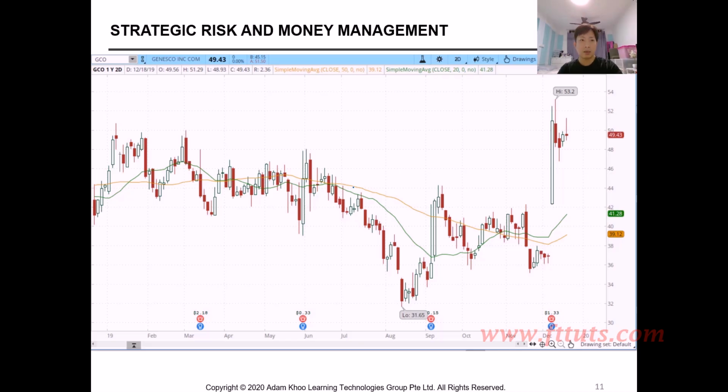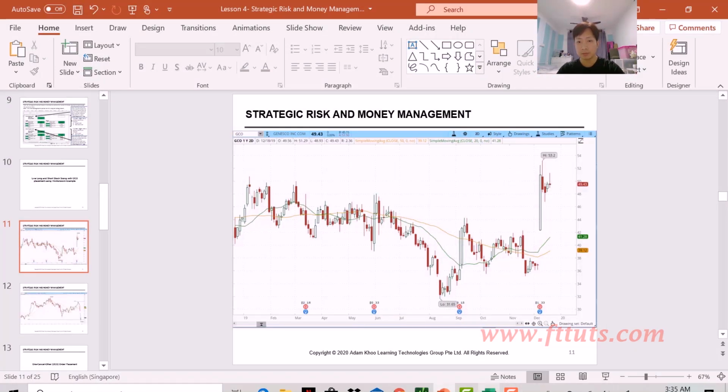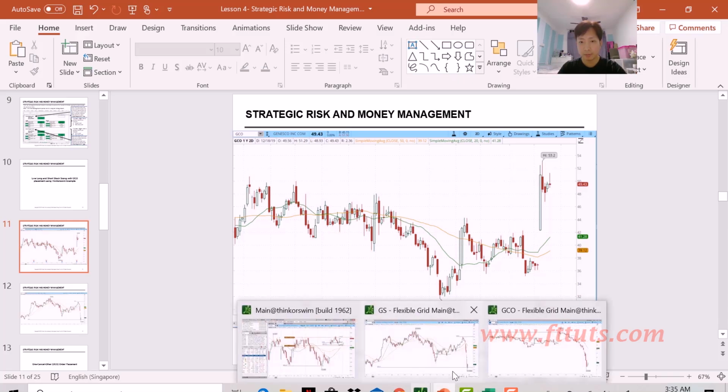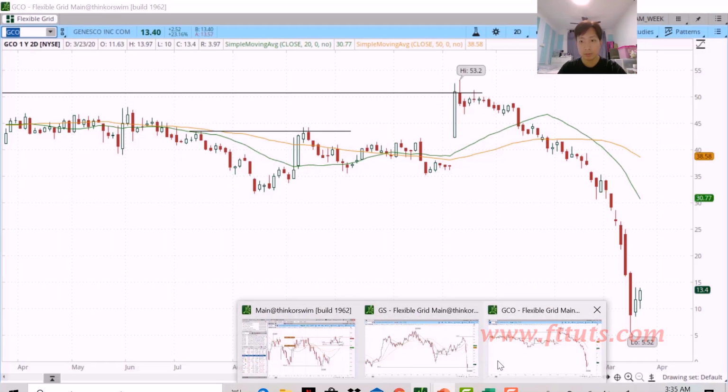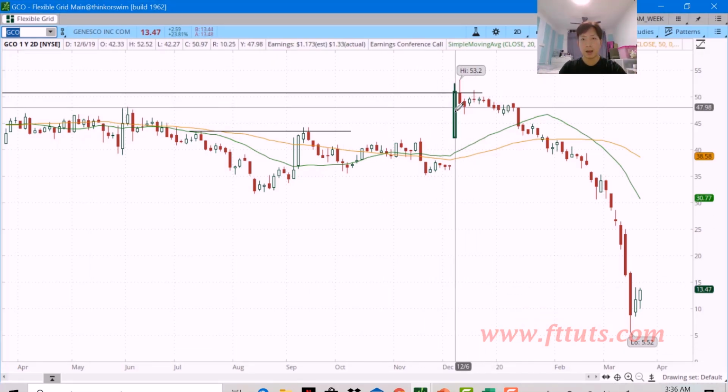For example, this stock called GCO, Genesco, right? 1 year 2 days chart. Okay, let's go on to the chart. So this is Genesco, right? Okay, let's say this is the bar.